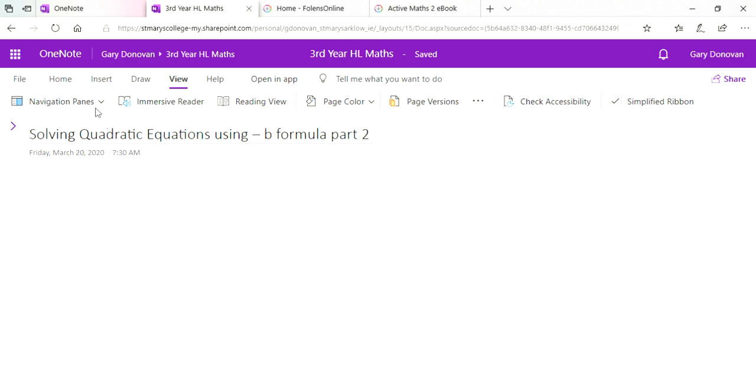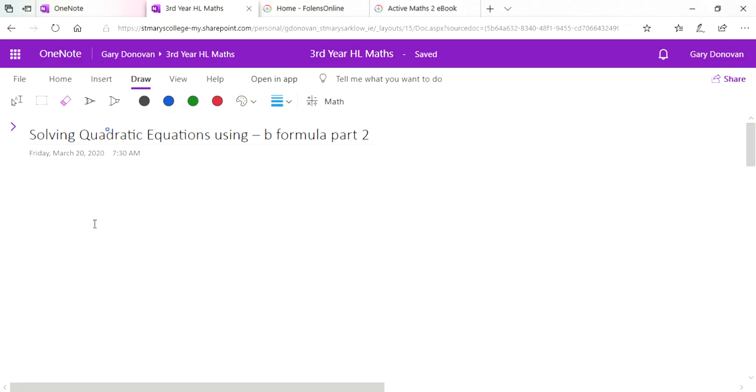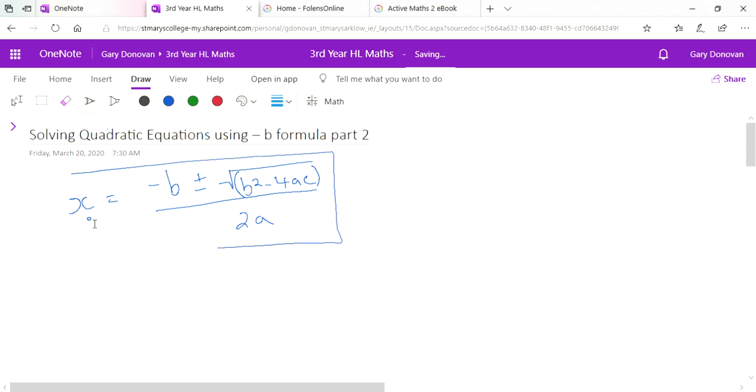So in the last lesson we learned that we have this minus b formula, which is x equals minus b plus or minus square root b squared minus 4ac all over 2a. And remember that b squared minus 4ac is all underneath that square root sign, so you just have to be really careful when you're typing it into your calculator. And this minus b formula is used to solve quadratic equations.